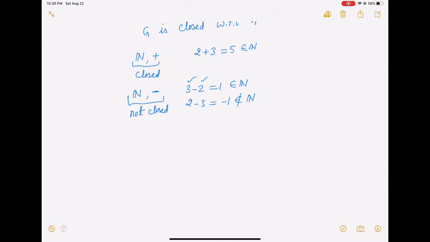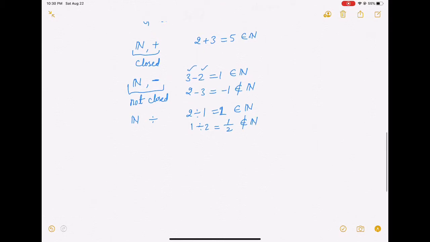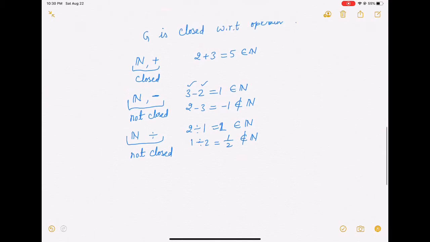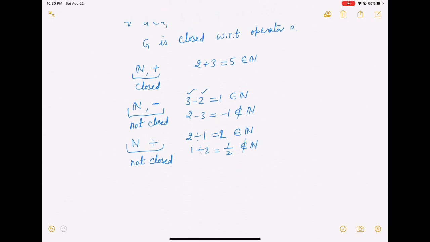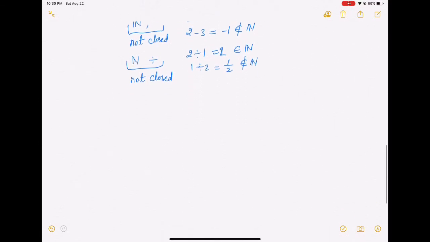Similarly, you may check the division operation. For example, 2 divided by 1 is 2, which belongs to the set of natural numbers. But what about 1 divided by 2? Actually, it is a fraction. 1 by 2 is a rational number, and doesn't belong to the set N. So again, N with respect to the division operation is not closed. So this is the meaning of saying whether some set is closed with respect to some operation or not.